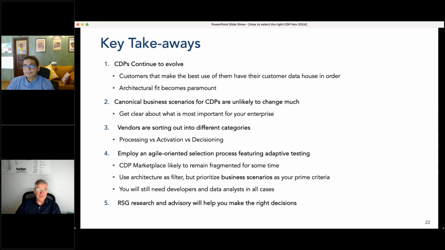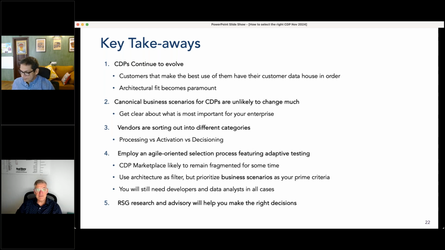The vendors we know are sorting out into different categories: processing versus activation versus decisioning. Of course, you'll have some who can say they can do it all. We find that the jack of many trades is typically the master of none, so you need to be careful there. But the most important message here is really encapsulated in number 4, which is to employ an agile-based selection process featuring adaptive testing.